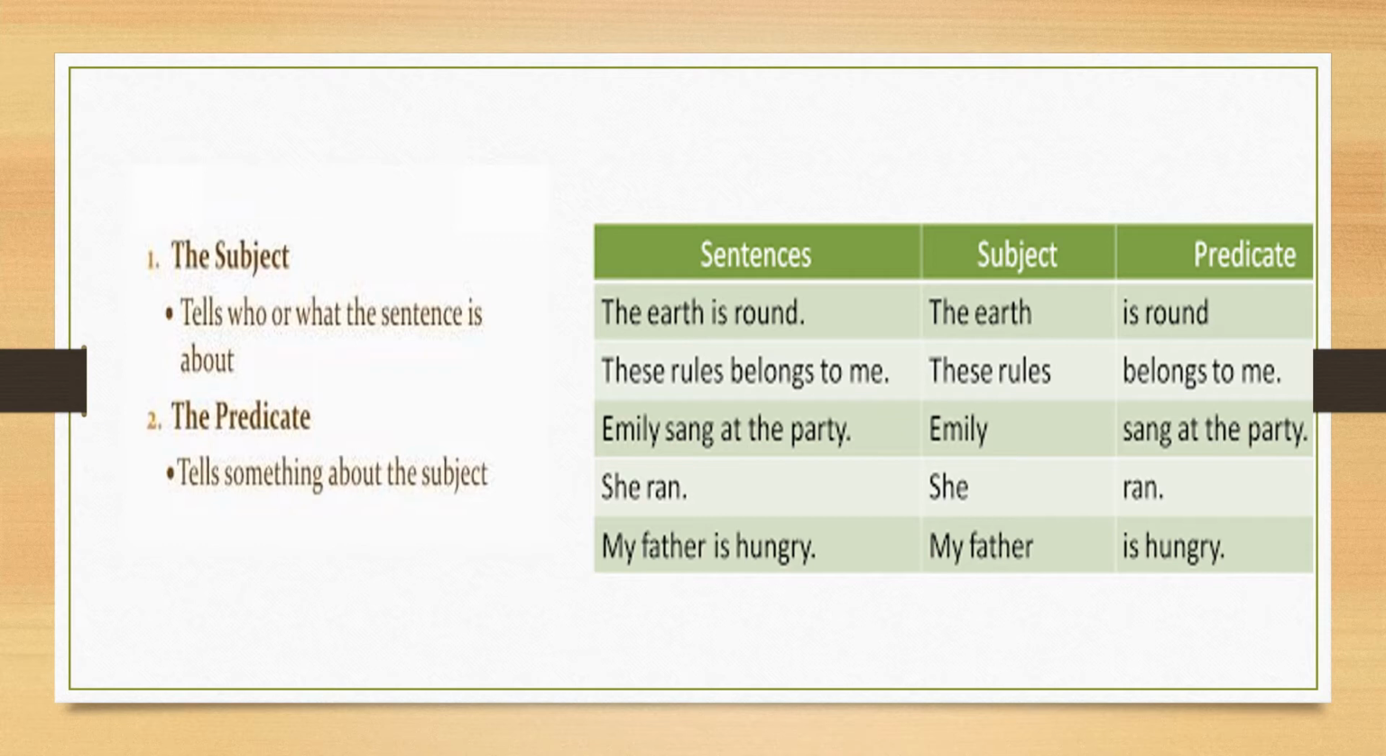She ran. Who ran? She. What was the work that was done? Ran. So, ran becomes the predicate, whereas she is the subject. My father is hungry. My father. Who? He is my father. How is he? He is hungry. It is giving more information about the subject. So it becomes the predicate.